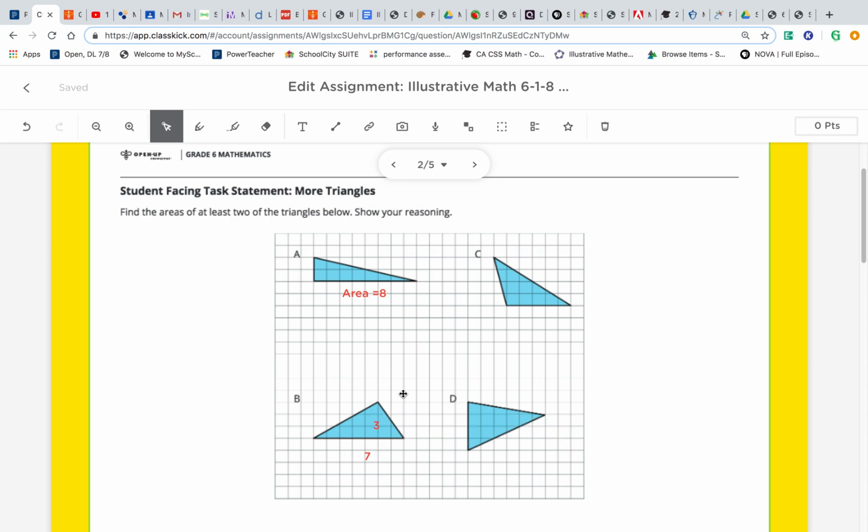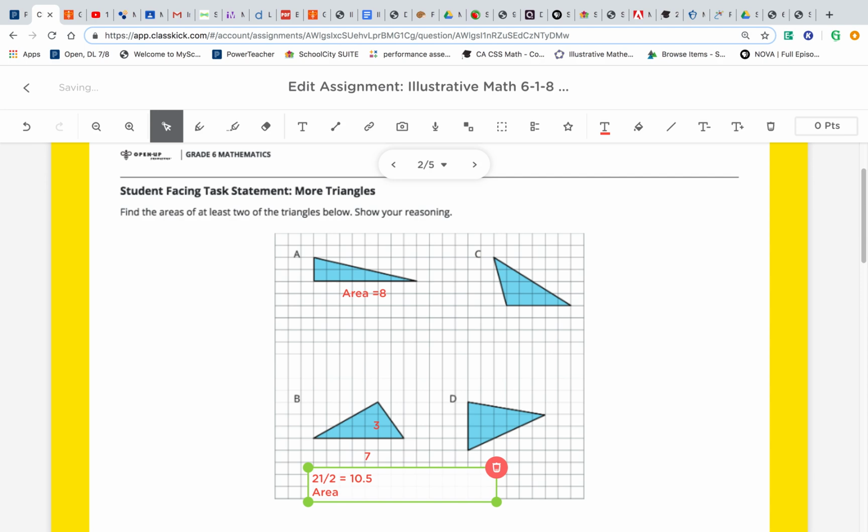And so if it was a rectangle, we'd just do 7 times 3, and we'd get 21, and we'd be done. But because it's a triangle, we have to take half of that. So we need to do 21 divided by 2, and that equals 10.5. So area equals 10.5.